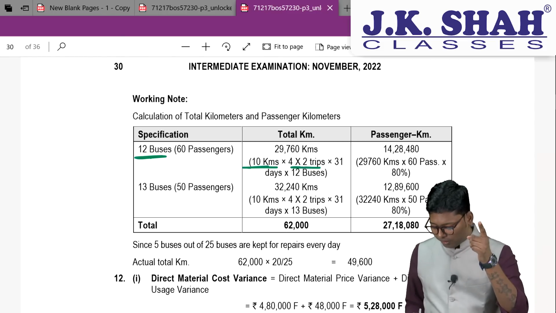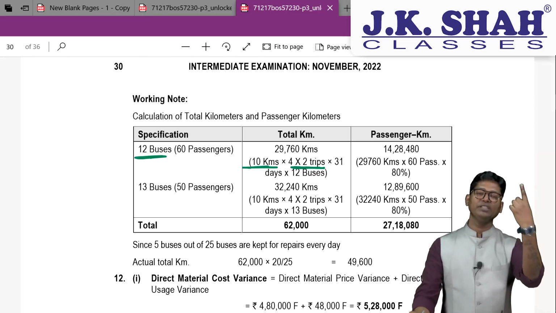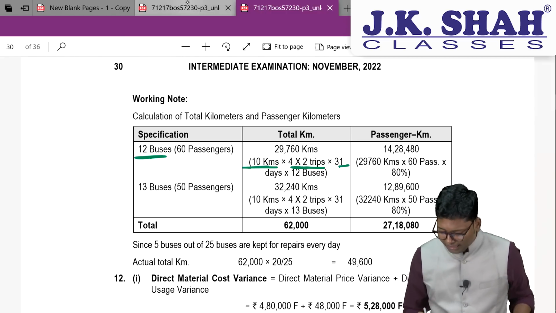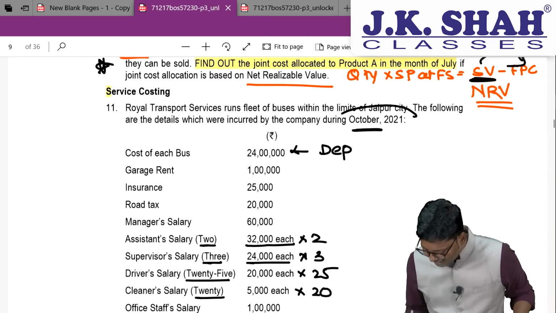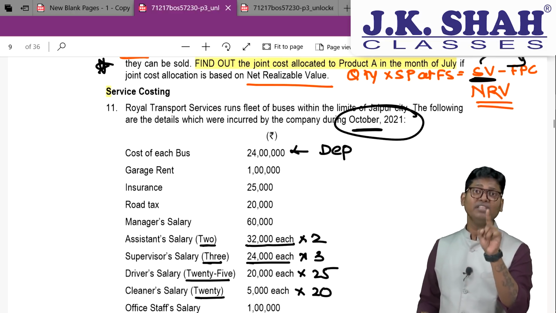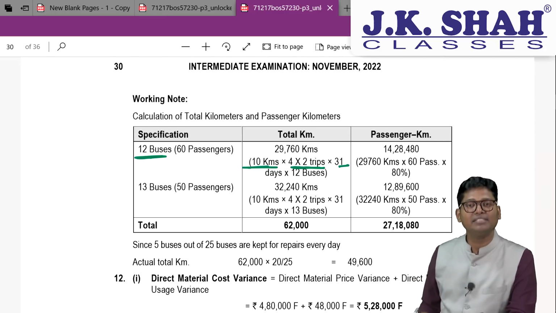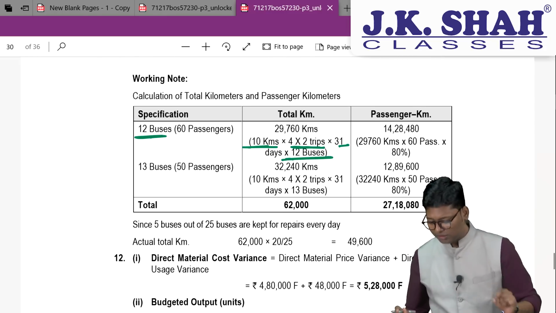Now they are going to return, that means 2 trips one way, and 4 round trips, means total 20 kilometers into 8 into 31 days. Sir, why are 31 days taken into consideration? If you check, the month which is given is October, and October always has 31 days. So for the purpose of calculation, 31 days are taken, and this calculation is being performed for 12 buses.